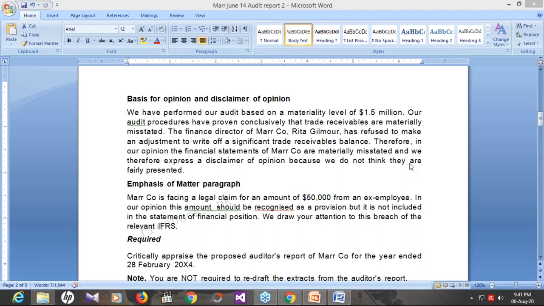So management will be happy with that because the opinion is unmodified and the auditor is stating that the financial statements give a true and fair view. Yes, they have emphasized some things, so it doesn't matter or bother the management at all.